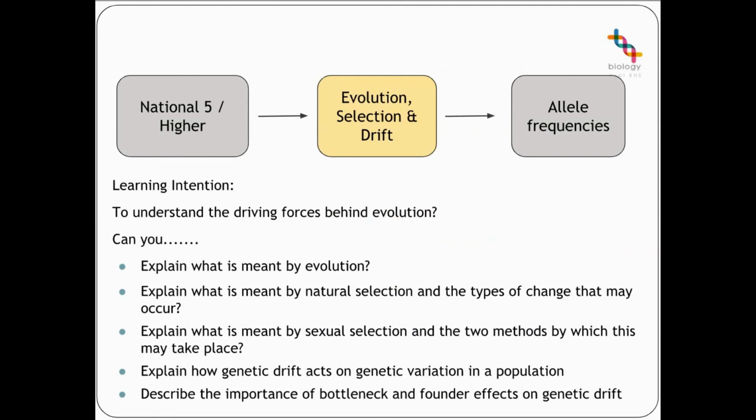So from that, you should be able to explain what we mean by evolution and natural selection. You should also be able to explain sexual selection and male-to-male rivalry and female choice. You should be able to explain how genetic drift acts on genetic variation in a population, the fact that it's completely random and has no significant impact on our allele frequencies for ones which are being selected for or against. It will just be a random increase or decrease in an allele. And we've got bottleneck and founder effects as potential mechanisms by which genetic drift might occur.